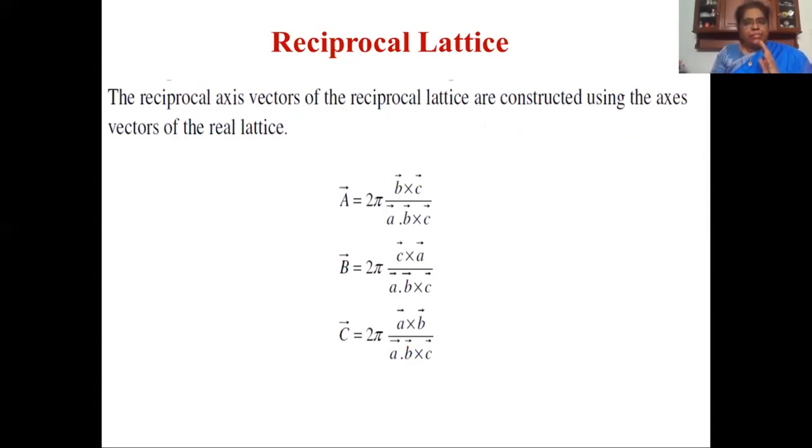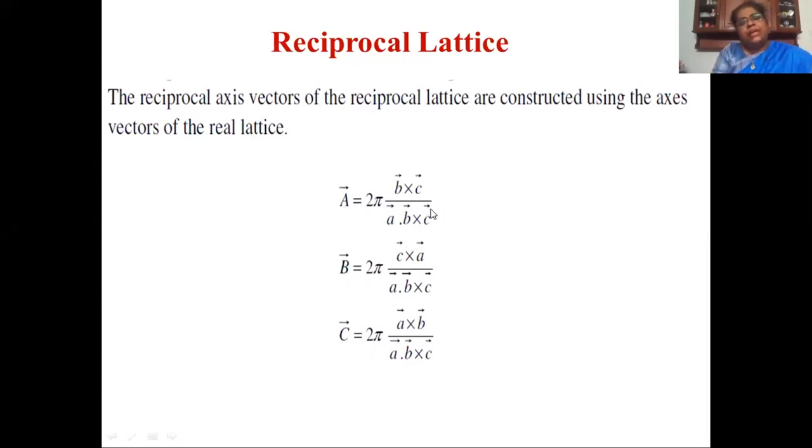A is the basis vector along X, B is the basis vector along Y, C is the basis vector along Z. So take the linear combination of these three vectors, A, B, C, and you get the lattice vector, which would give you the position of one lattice point from another, or from the reference. Now, knowing these basis vectors A, B, C, you will be able to calculate the reciprocal space vectors A, B, C, the reciprocal lattice vectors.